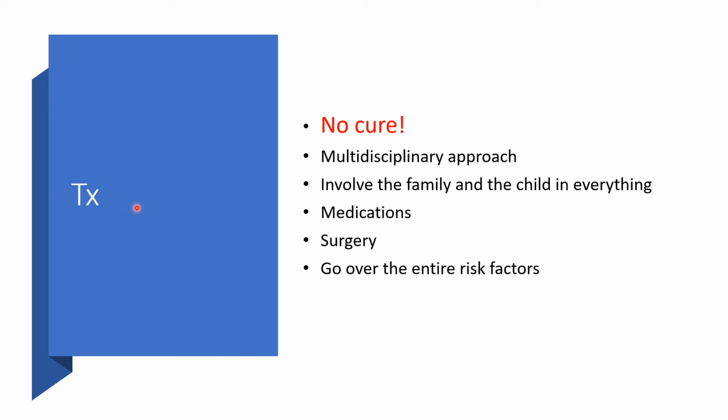Now, treatment. There is no cure. We should be honest with ourselves. But all interventions should be multidisciplinary in nature, a multidisciplinary approach here. We're going to involve the family from the onset and in everything that we do for that child. Medications could be helpful, but they're not going to cure. I'll give you the list in a bit. Some will even undergo surgery, and we will go over the entire risk factors with the parents.